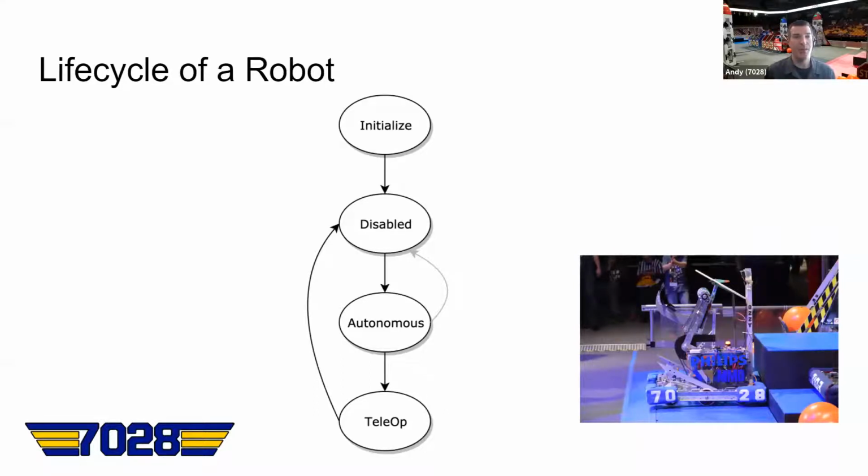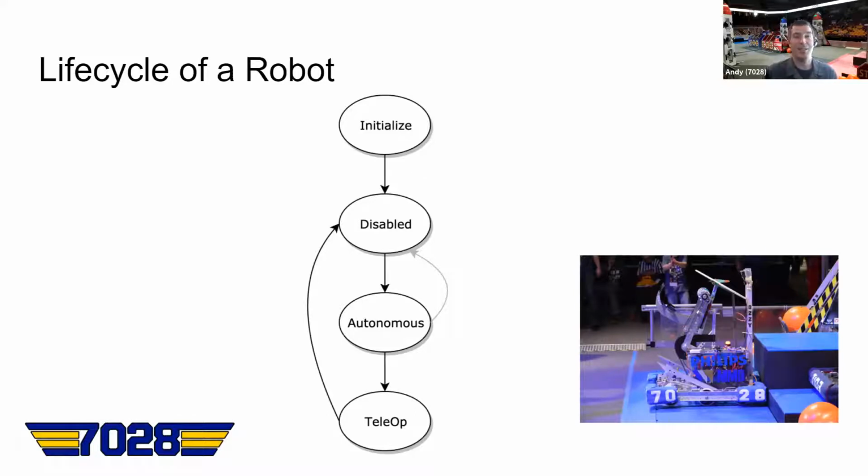Then, once initialize is done, it'll immediately start running our disabled code. Our disabled code will run over and over again the whole time the robot is disabled. So the first time we come in there, we probably don't have anything we want to do, unless maybe we have some fancy lights on our robot or something that we want to control. But disabled is also where we could make sure all of our robot is stopped and things are reset if we want to do that.